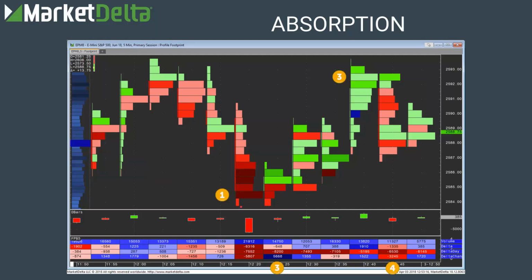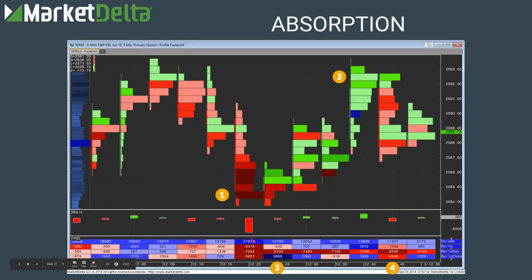The market's absorbing the selling. Look at the volume. Look how much volume traded here. This is where the footprint bar statistics is really nice to have on here. So almost 22,000 traded on this bar. Look at it compared to the other bars. And by the way, this is a 5-minute bar.